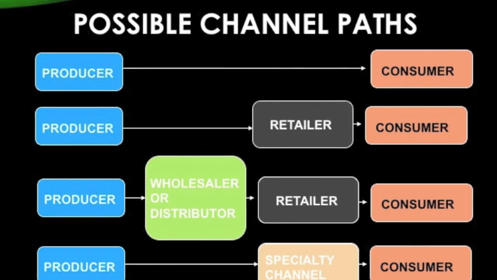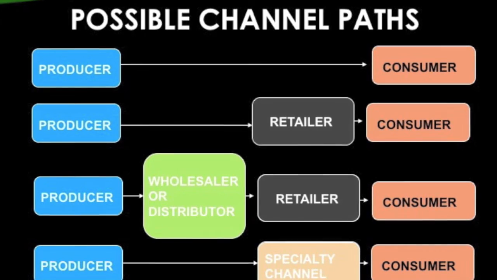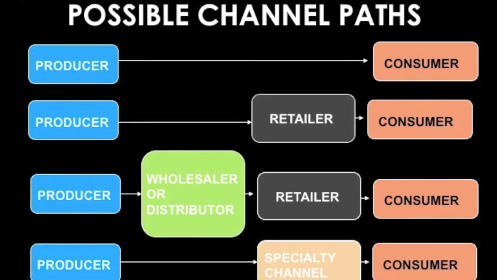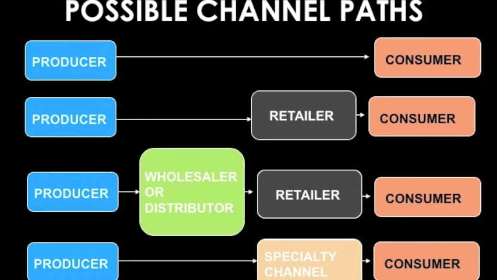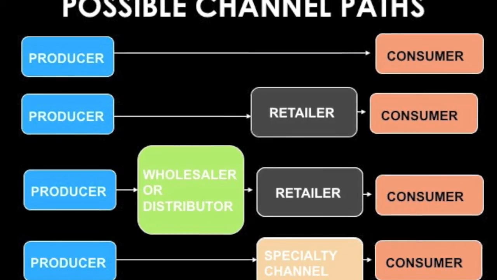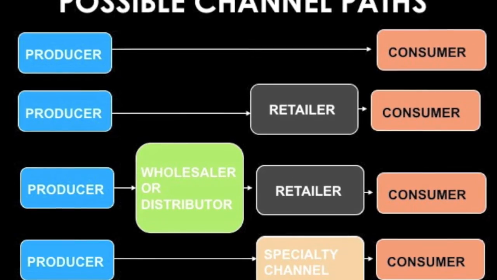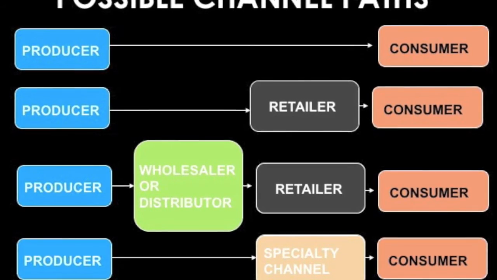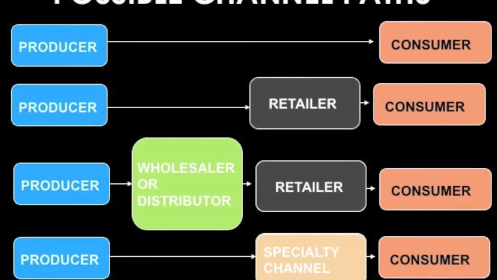So there are many ways that things can go from the producer to the consumer. We're going to look at some possible channel paths. So on the left are all the producers, and on the right are all the consumers. The first path is just the producer and goes directly to the consumer. The second path is the producer to a retail store to the end consumer. The third path is a producer to a wholesaler distributor, like Costco, to a retailer, and then to the end consumer. And the last one is the producer to the specialty channel to the consumer. We're going to talk about all these different channels coming up next.